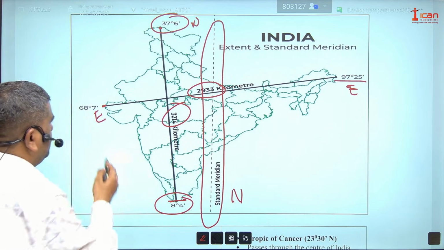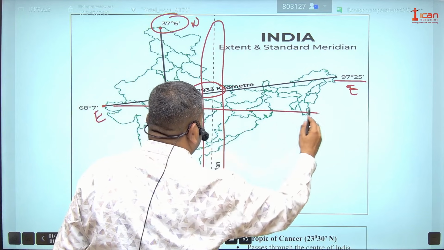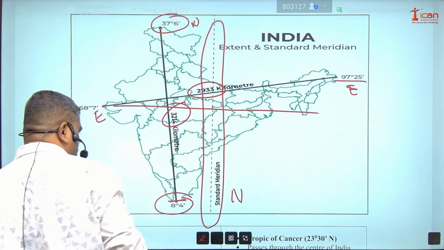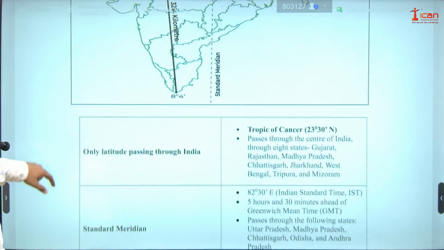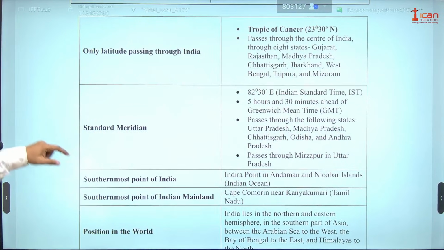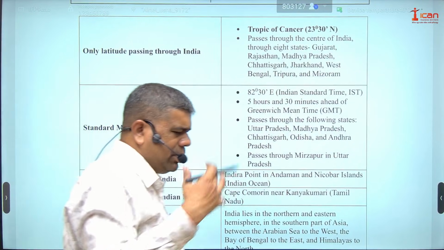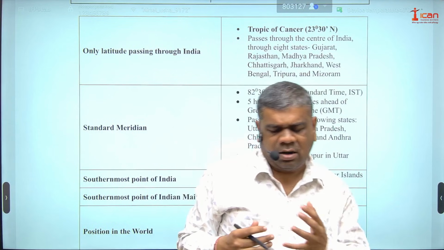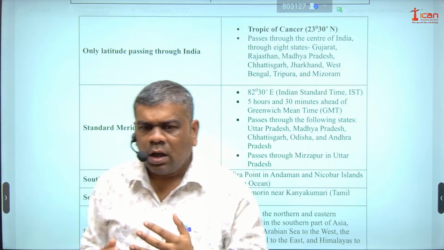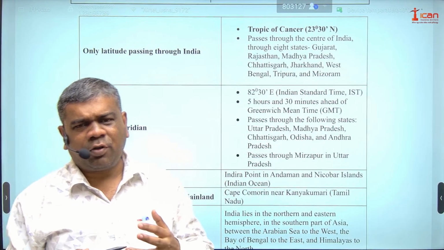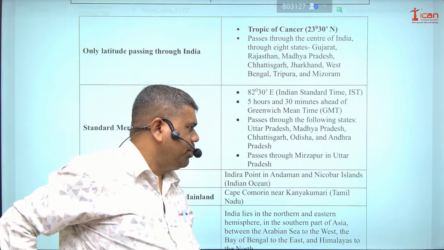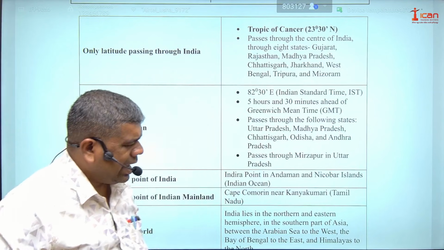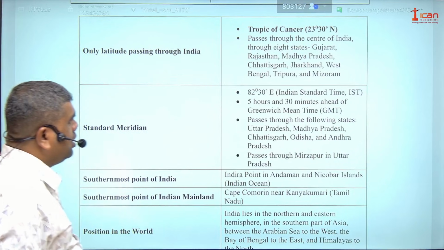So here if you see, there is a line that crosses through this, which is called the Tropic of Cancer. We'll again have a look at it. So there is only one latitude which passes through. There are major latitudes: we have the Tropic of Cancer, the Tropic of Capricorn, the Arctic Circle, the Antarctic Circle, and the equator. But it is only the Tropic of Cancer that passes through the country of India.